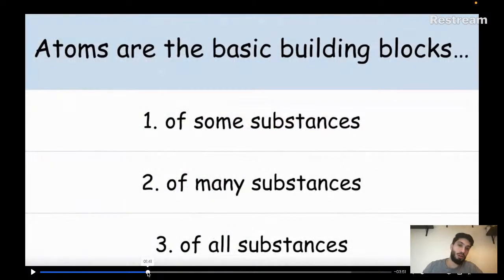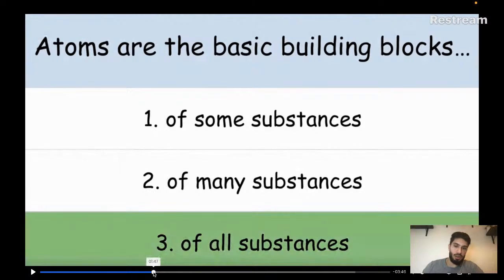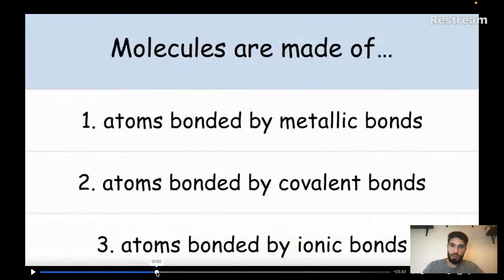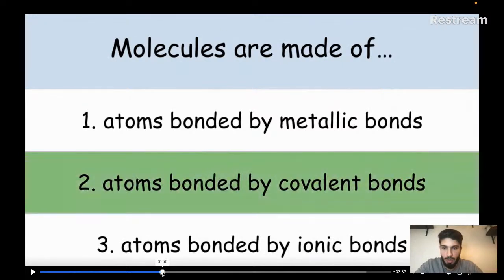Atoms are the basic building blocks of 1, 2, 3. What is it? It is 3. Well done. All substances. Molecules are made of this is for both, combined or triple. Molecules are made of atoms bonded by covalent bonds. 2.